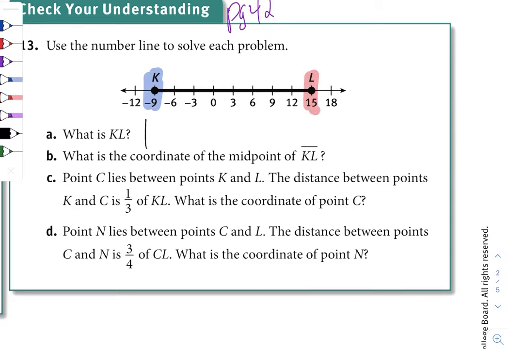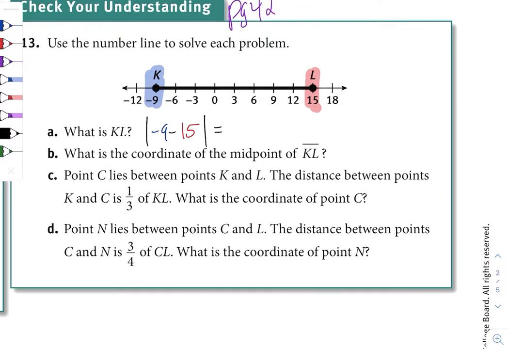So I want to take the absolute value of the difference. So I'm going to subtract them, -9 minus 15. Absolute value of that. -9 minus 15 is -24. Absolute value of negative 24 is 24. So KL equals 24. All right, that's A.